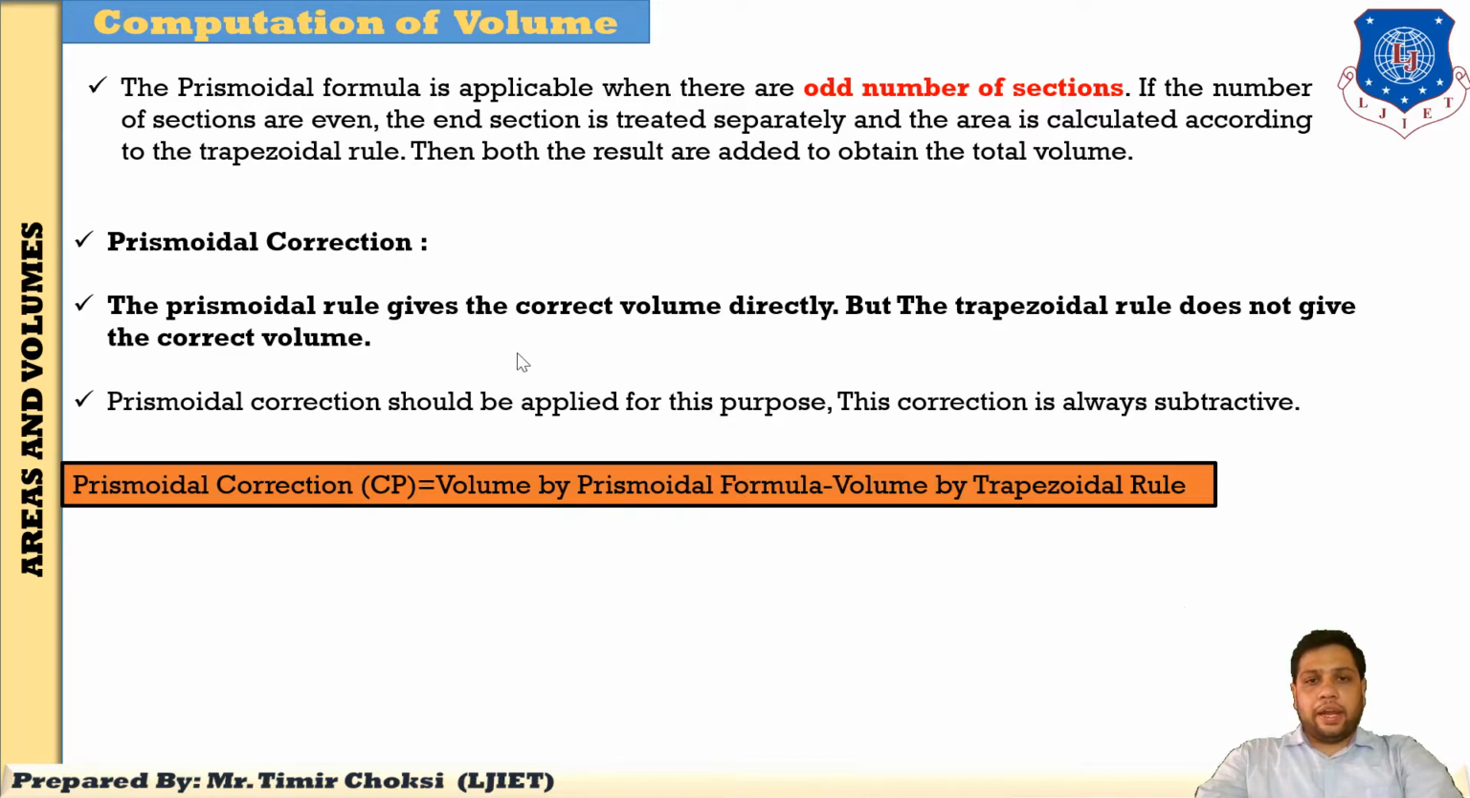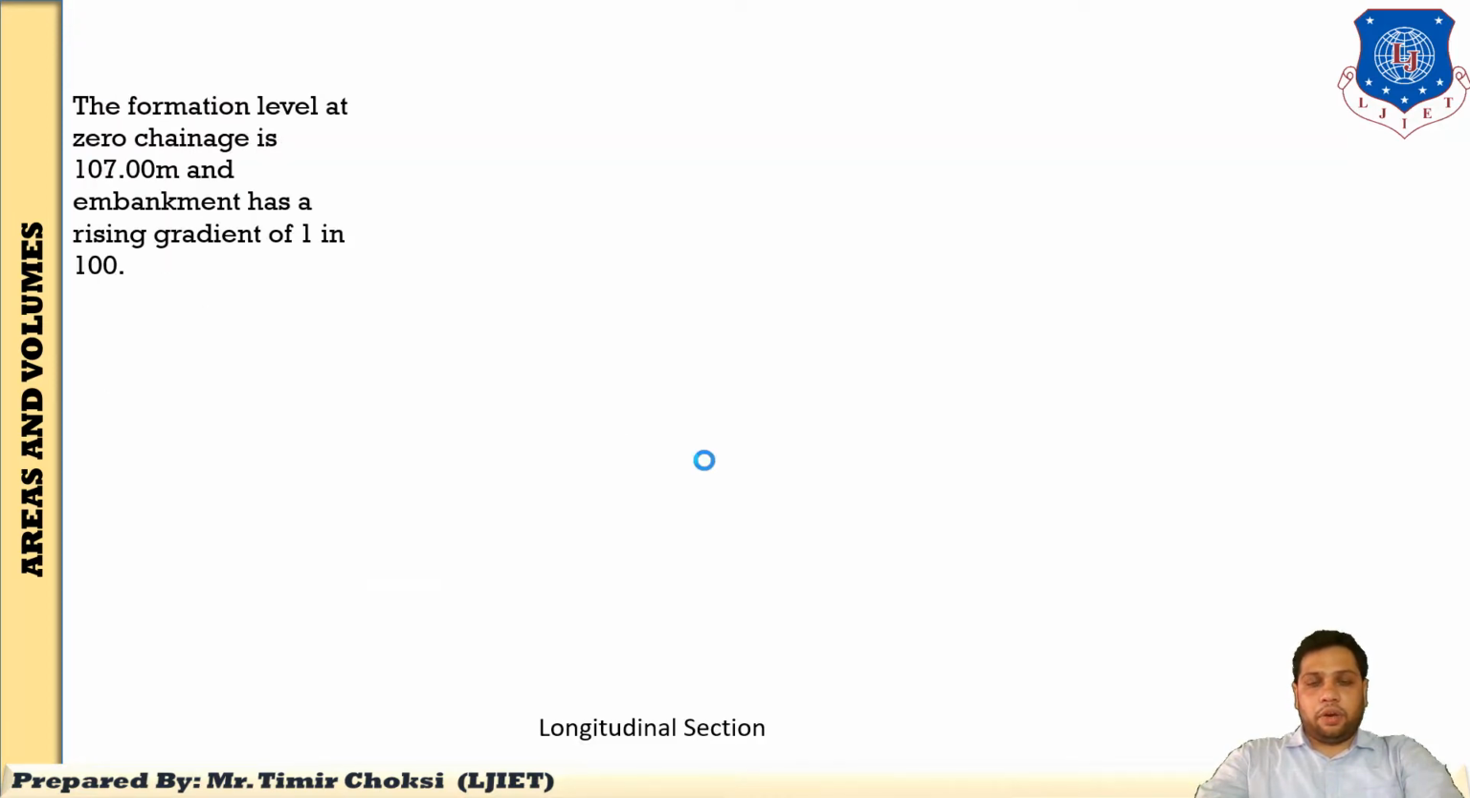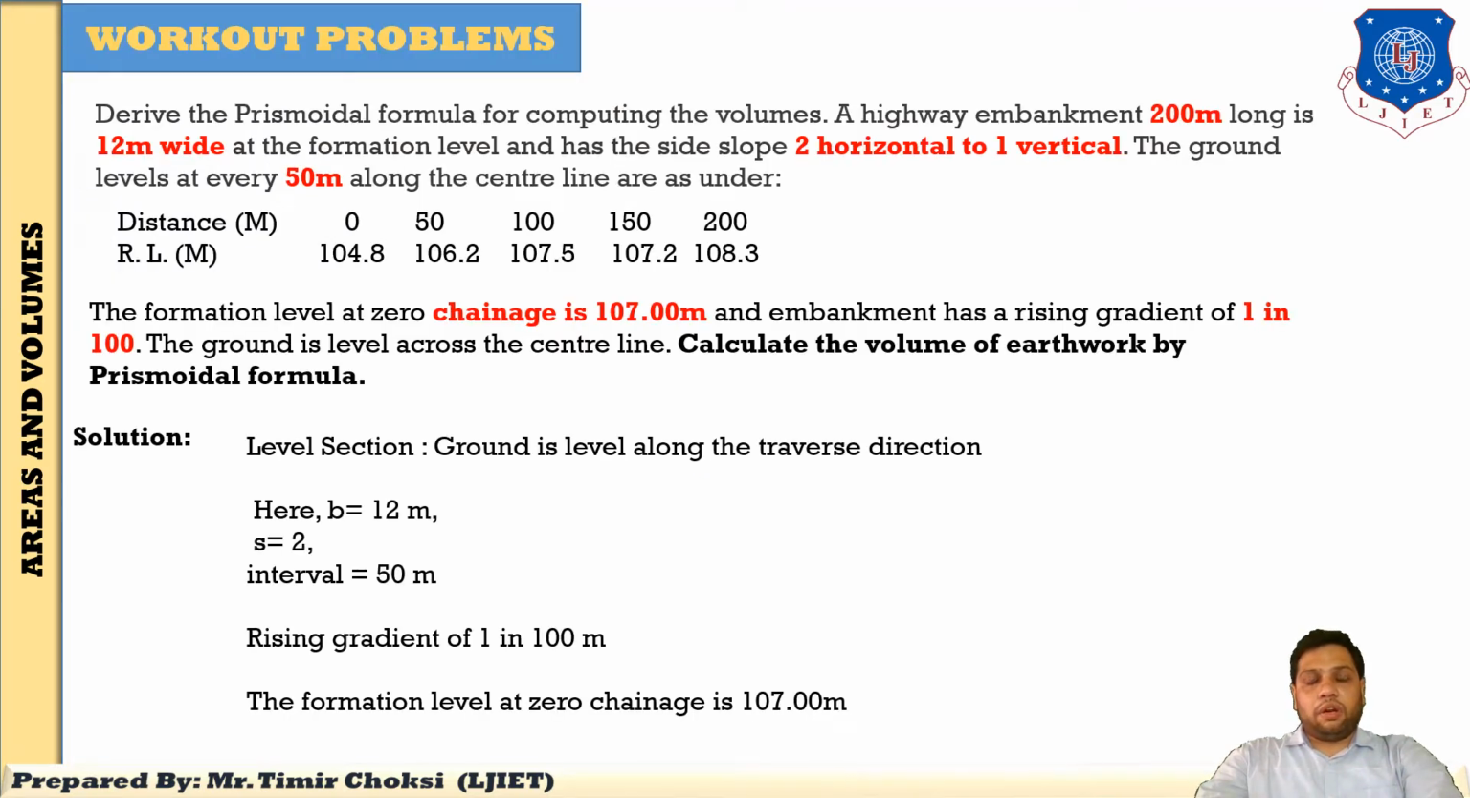Now I give one example. This is a most important example for GTU, and not only for GTU, but also for finding the earthwork of a particular road section. So this is the most important. First, derive the prismoidal formula for computing the volume. So first write the prismoidal formula, then start the example.